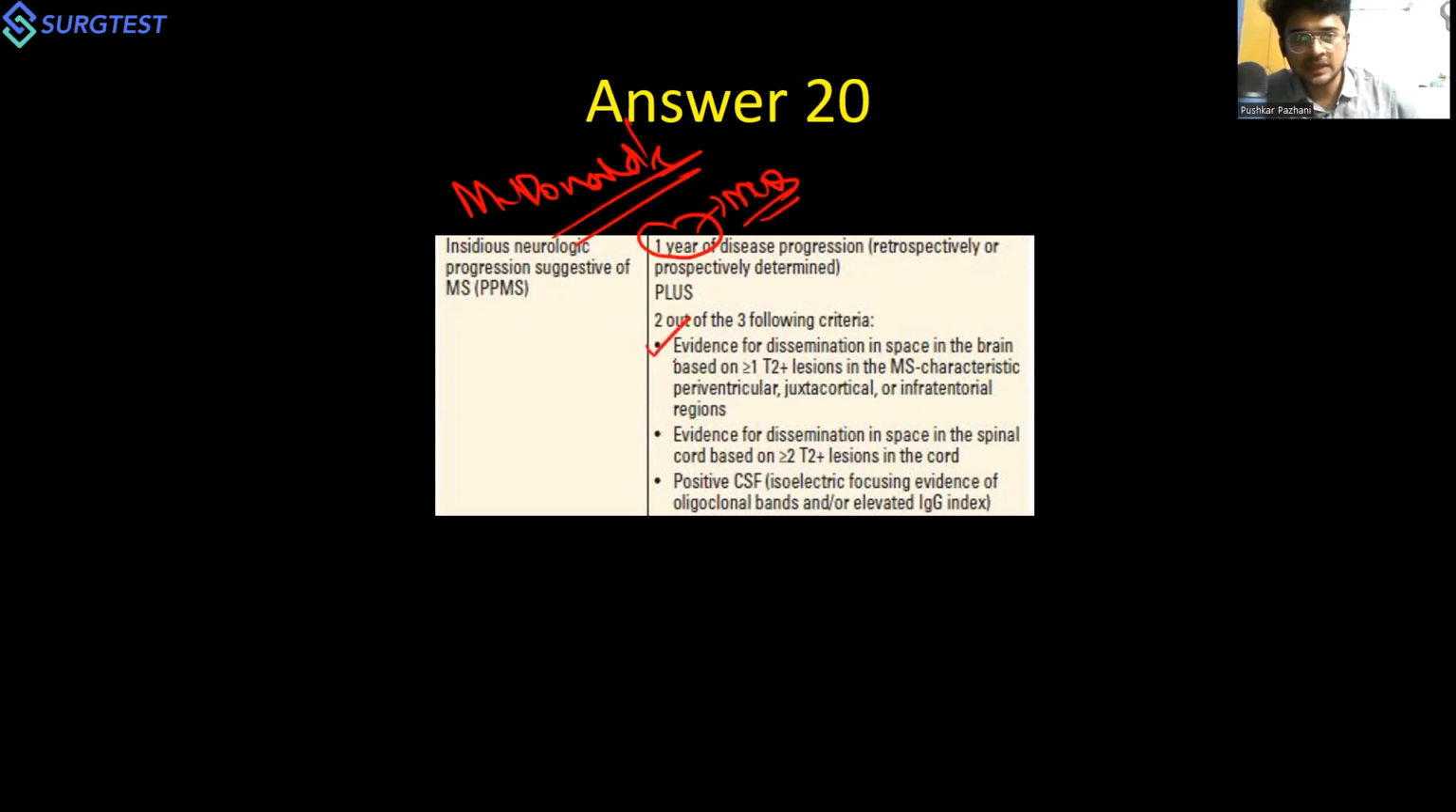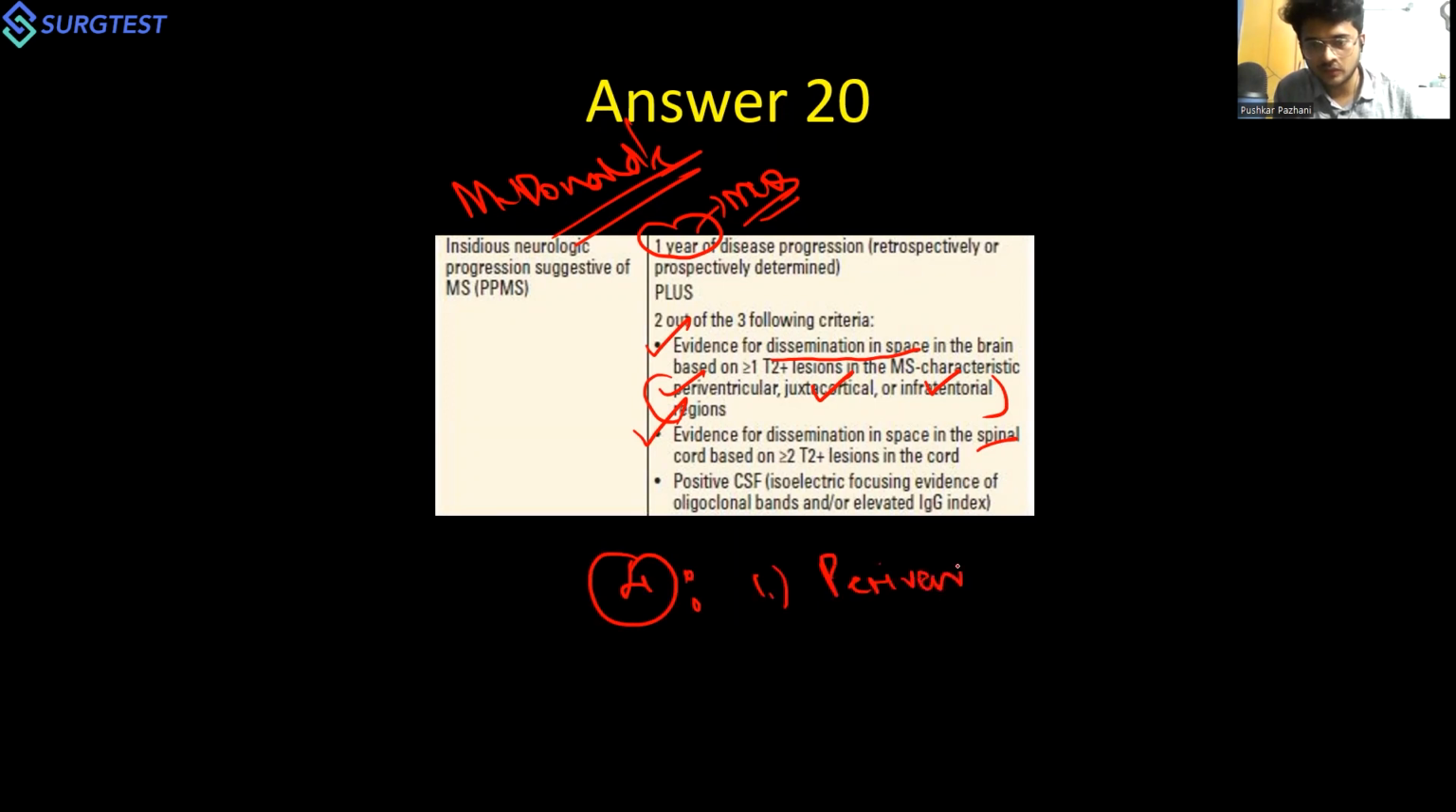Number 1 is evidence for dissemination in space. The patient should have evidence for dissemination in space based on 1 or more T2 hyperintense lesions in the MS classical regions. So what are the MS classical regions? This is also an important MCQ. Periventricular, juxtacortical, infratentorial, as well as the spinal cord, that they have mentioned separately here. Actually Harrison's has not updated this, unfortunately. So like I mentioned, there are 4 classical areas for MS. One is periventricular, which most of you know.